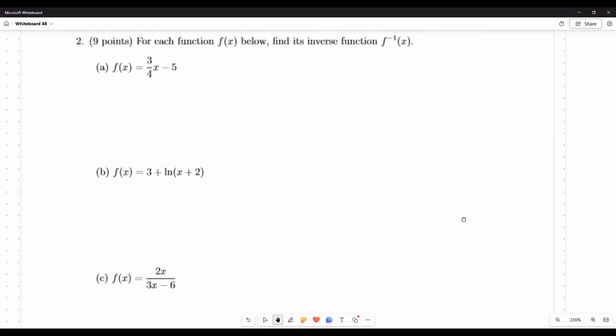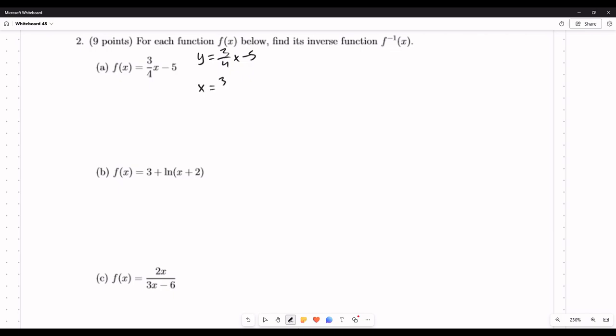Next, we're going to do some inverse functions. And one of these is a little different than inverse functions we've done before, but that's okay. We'll see that we can actually do it using tools that we already have, which is great. So whenever I find an inverse function, I'm going to start by replacing that f of x with a y. And then I'm going to flip the x's and the y's and then solve for y.